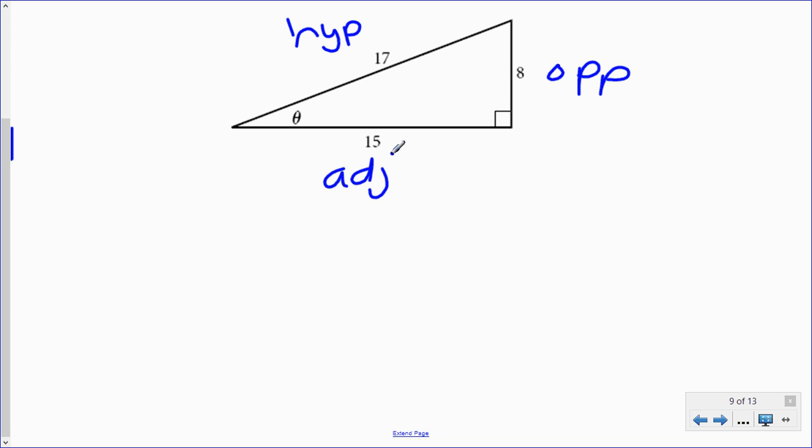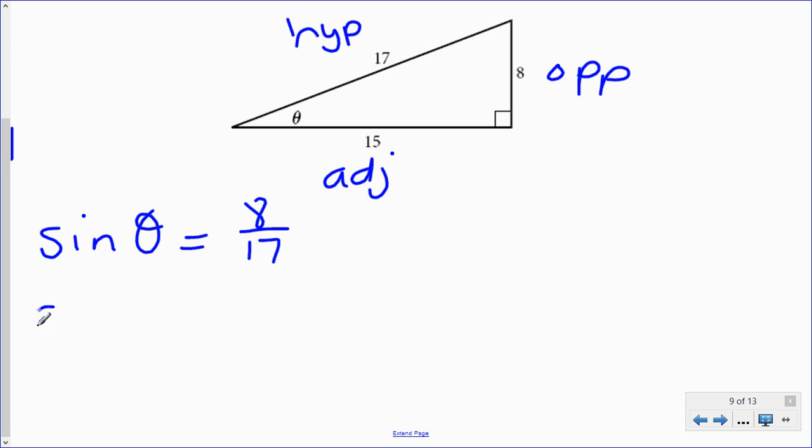Okay, now when you're writing your trig ratios, always have an angle with them. So basically, we would be finding sine of theta, okay? So we're saying that sine of theta, the ratio of those sides, sine is opposite over hypotenuse. So that would be 8 over 17. And we're just going to leave it in exact form instead of rounding.